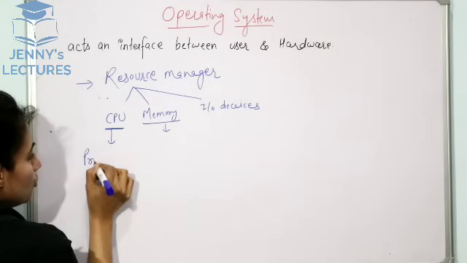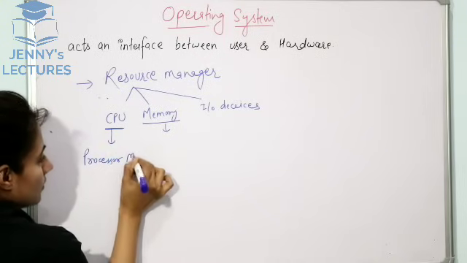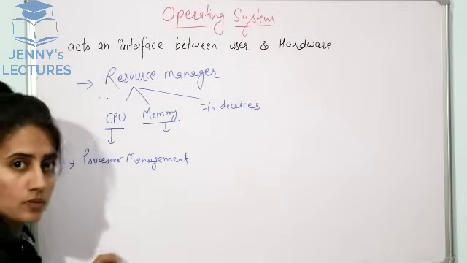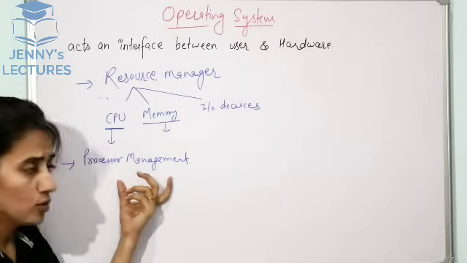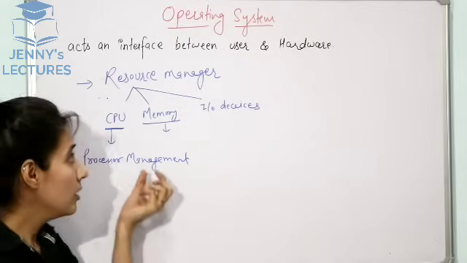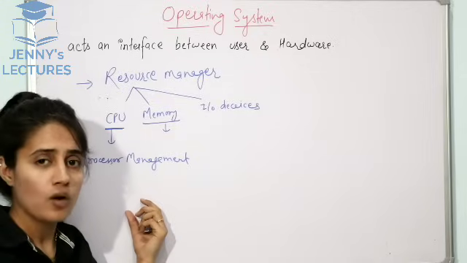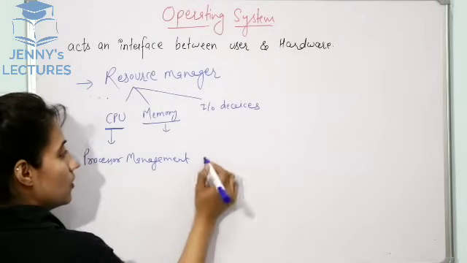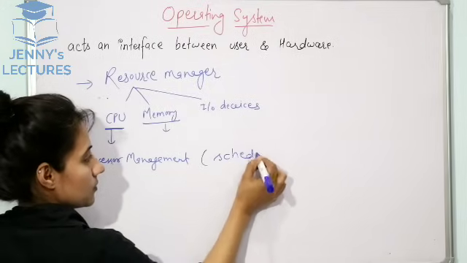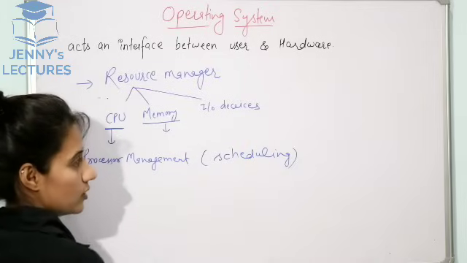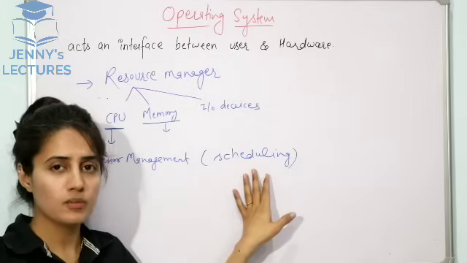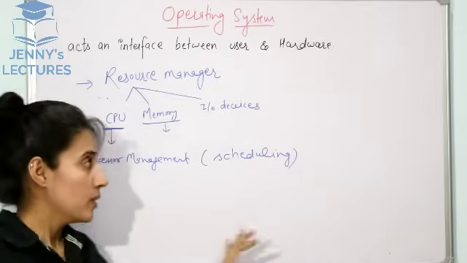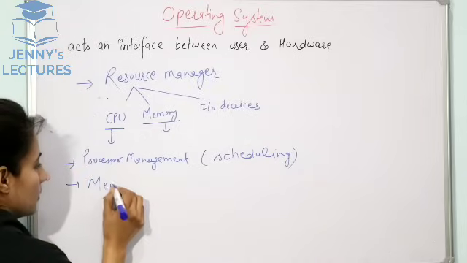So this is also known as processor management. One functionality is processor management, or process management. Same thing: to which process the CPU would be allocated and for how long would be managed by the operating system, and this is done with the help of process scheduling. We will discuss scheduling, and the many types of scheduling algorithms, in detail later. Next is memory management.